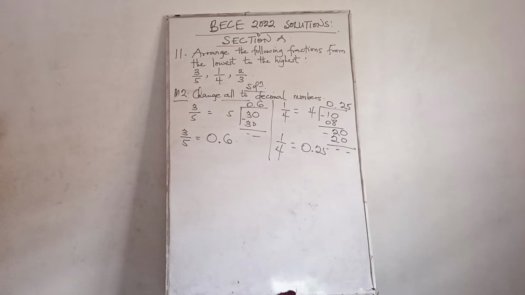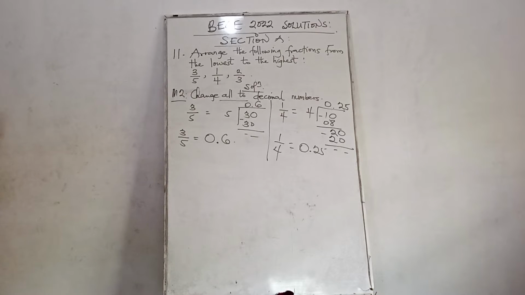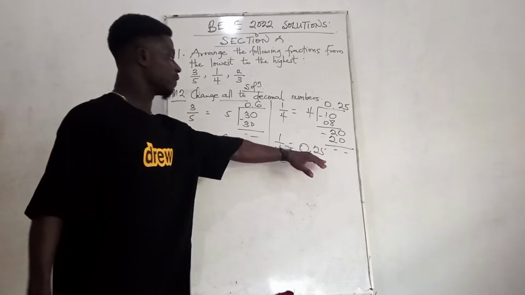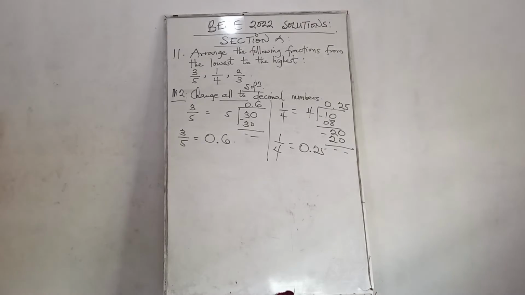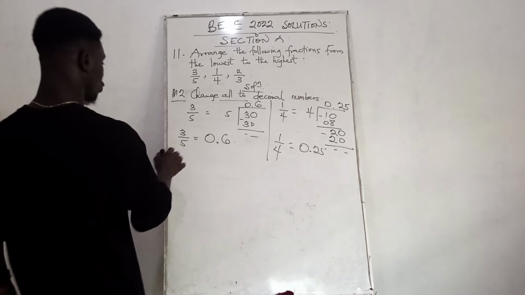0.25. Alright, so 1/4 is what? 0.25, right? 1/4 is 0.25. So we come to 2/3.